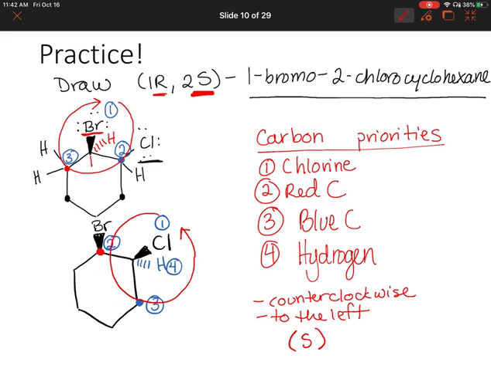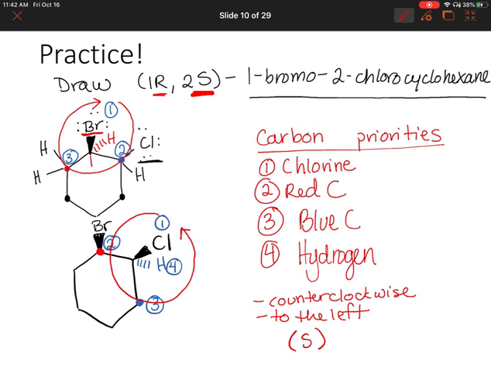So when you're trying to draw molecules like this, where you have to draw R or S, it's really just a game of guess and check. You can guess, okay, maybe bromine's in the wedge position, maybe chlorine's in the dash position. Then you go through, make your assignments, your priorities, you double check, and you might have to change some things in order to make that true.